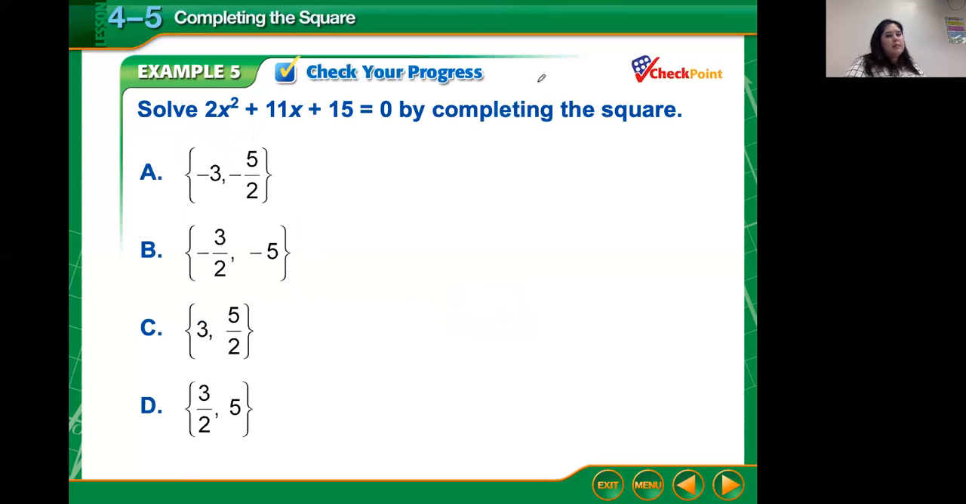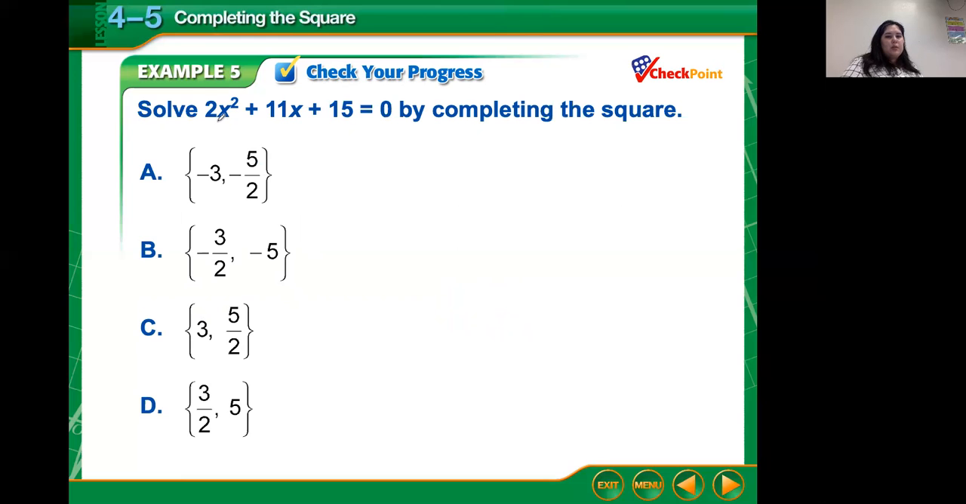All right, here is a try me. It's 2x squared plus 11x plus 15 equals 0, solved by completing the square. I'll give you guys a moment to pause and work that out. All right, let's go ahead and take a look here.